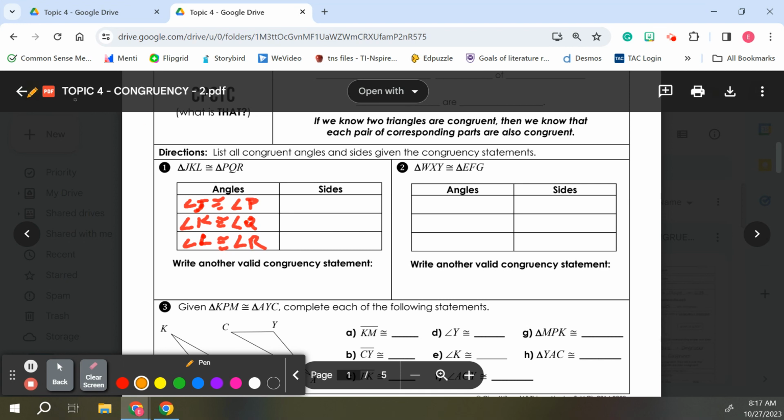Now the sides, we need to look at each individual piece, right? So JK is going to be congruent with PQ. KL is going to be congruent with QR. And in this case, JL, looking at the two end vertices, is going to be congruent with PR.